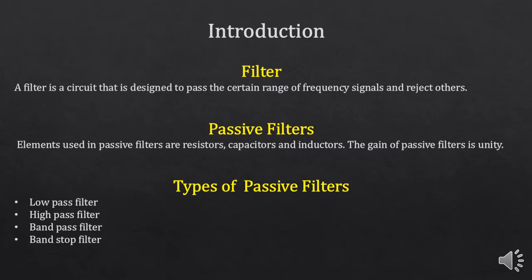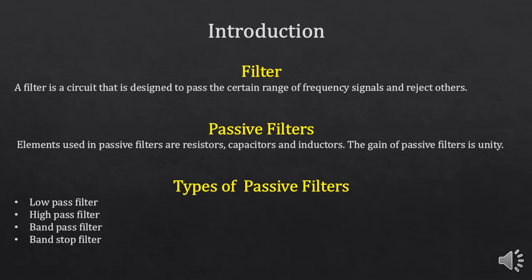I will begin with the introduction. First, what is a filter? A filter is a circuit that is designed to pass a certain range of frequency signals and reject others. There are two types of filter that you will study. One is passive filter and the other is active filter. The elements used in a passive filter are resistor, capacitor and inductor. The maximum gain of the passive filter is unity.